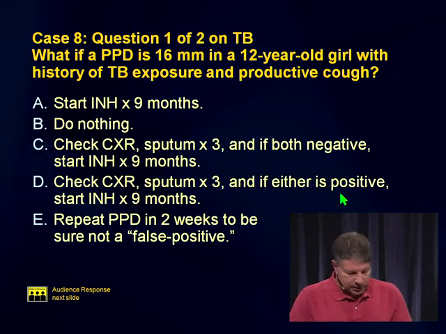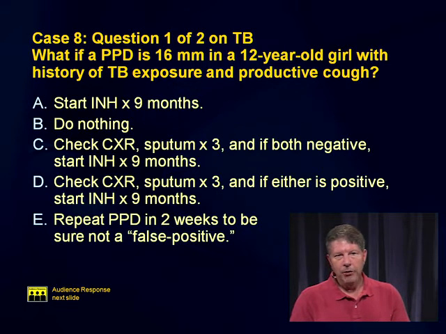All right, so let's just do a brief question here, and then we'll go to break. So question 1 of 2 on TB. Here's a PPD we placed, it comes back 16 millimeters in a 12-year-old girl who has a history of TB exposure, and she's got this productive cough. What do you want to do?